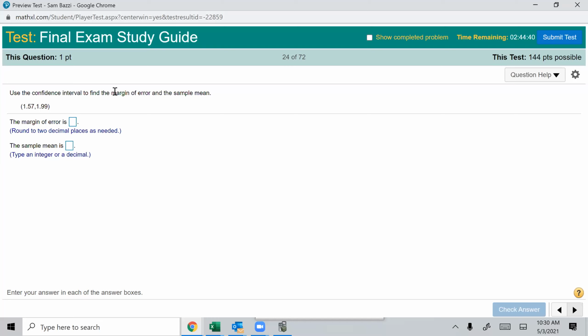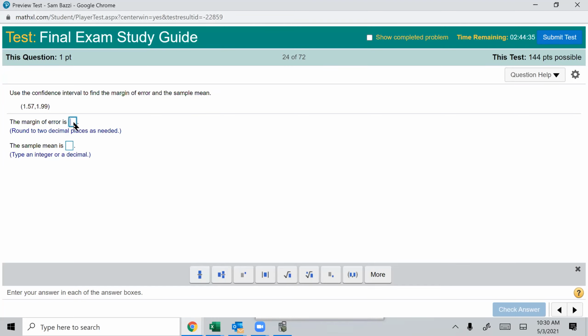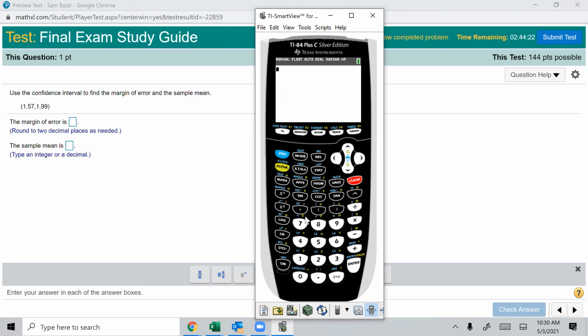Use the confidence interval to find the margin of error and the sample mean. If you have the confidence interval, guys, and you need to find the margin of error, you subtract the lower bound from the upper bound and divide by 2. So actually your margin of error, if I bring my calculator, guys, it's going to be 1.99 minus 1.57 and then divide by 2. It's 0.21.